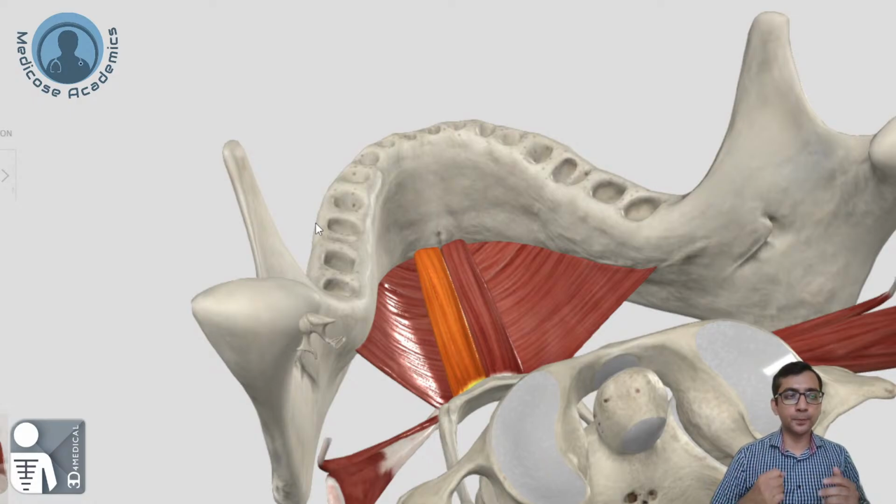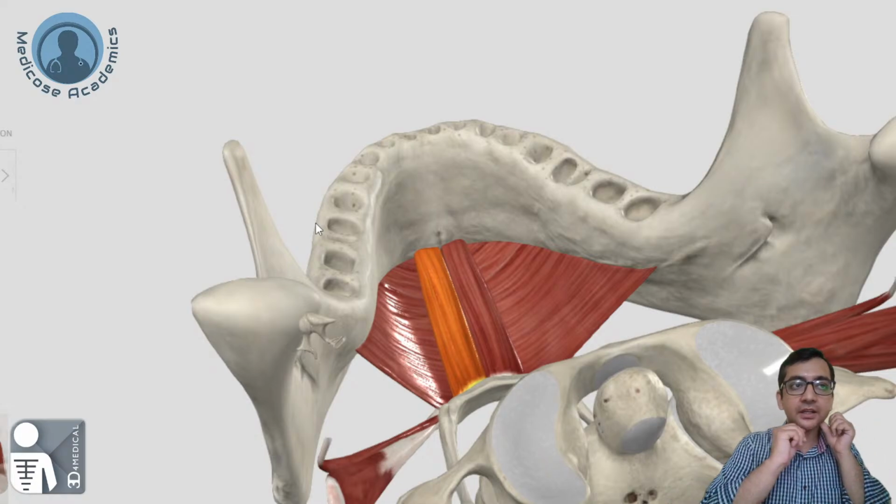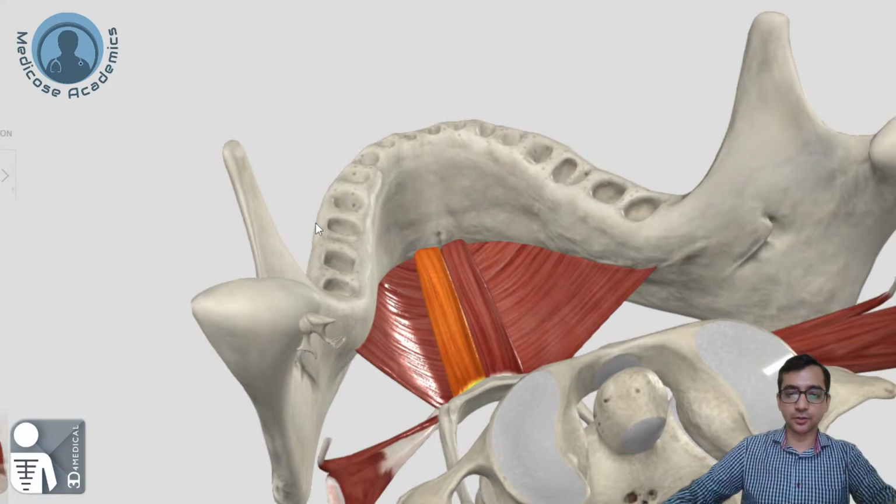You don't need any muscle to open the mouth. But if you put a pressure here, then these muscles come into it. Then you will feel these muscles. You can place a finger here, and then you can feel the muscles contracting.